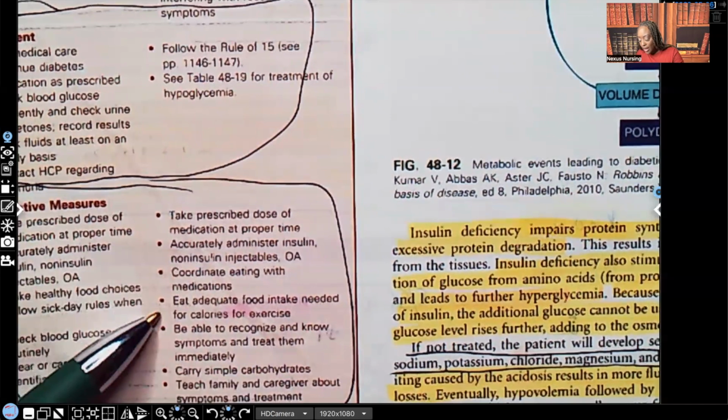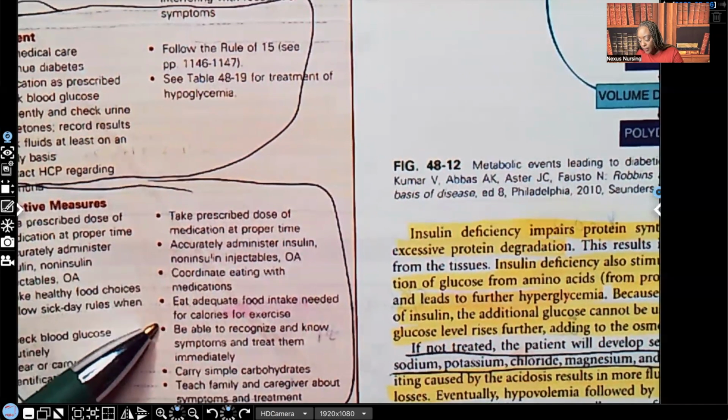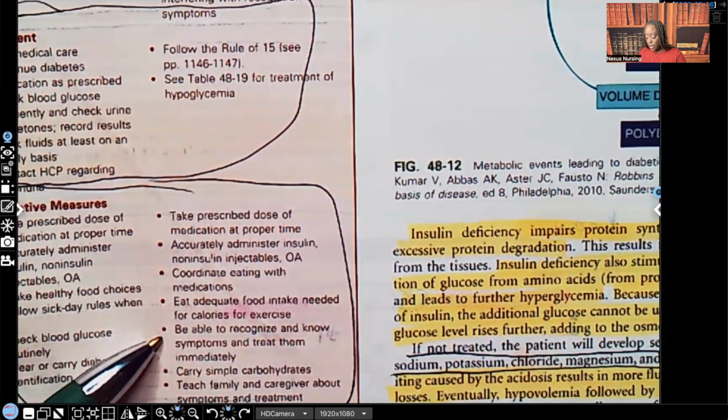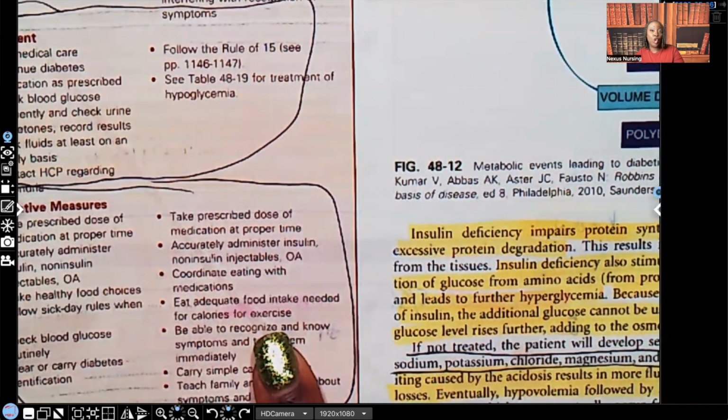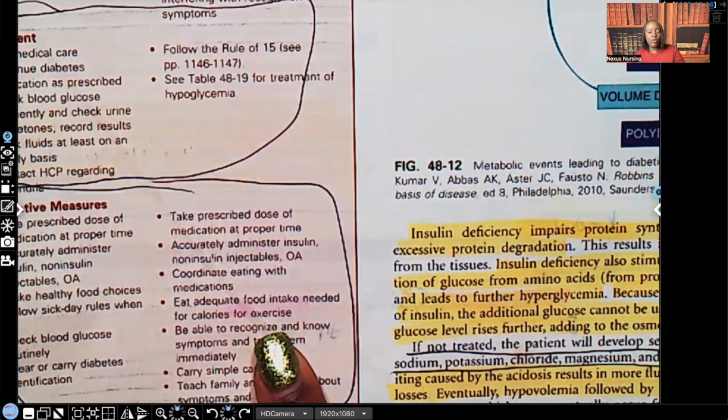Teach them to eat adequate food intake, especially when they're going to exercise, because we know that for the most case, exercise lowers blood sugar. So what do you think happens if a patient doesn't eat, they don't take a carb, they don't have any glucose, and then they go exercise? They're going to have hypoglycemia. We want to avoid this.